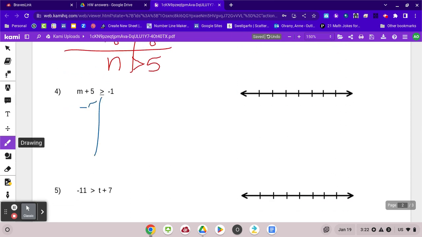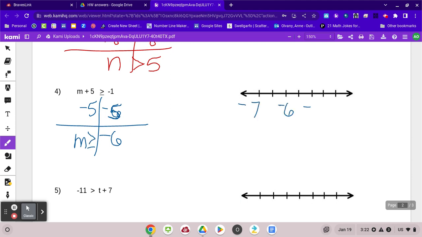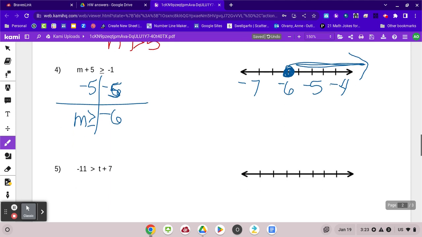Split, take the inverse. Whoops, this should be 5. I was already thinking the answer is -6 here. M is greater than or equal to -6. So we have -7, -6, -5, -4. Closed circle at the -6 because it's half of an equal to sign there, shaded to the right. Anything greater, these numbers are going closer to 0 and the positive, so they're getting greater.